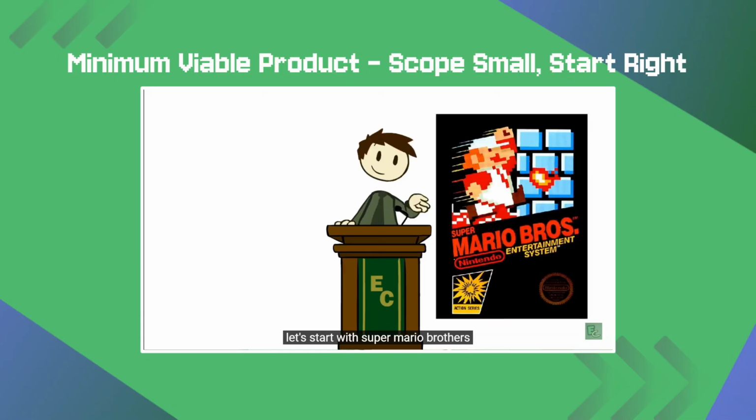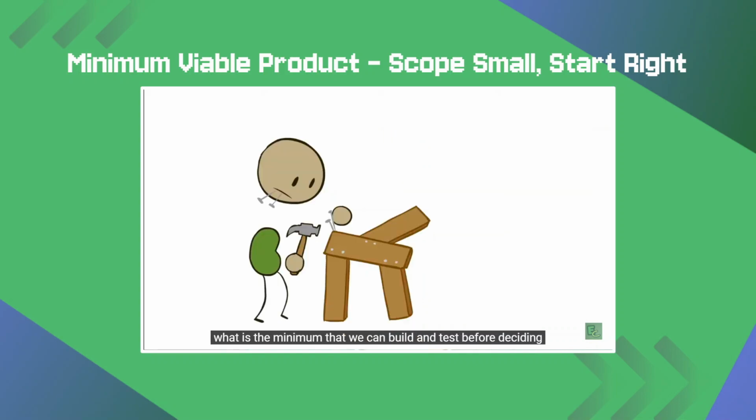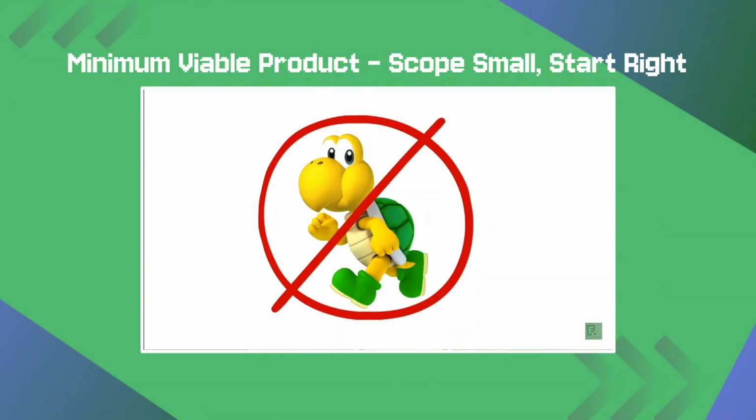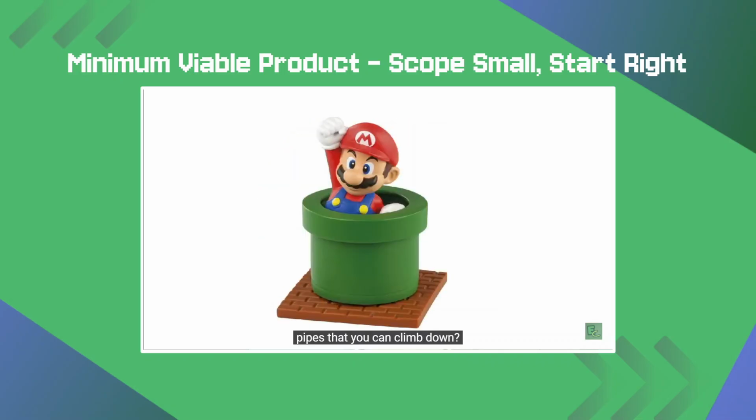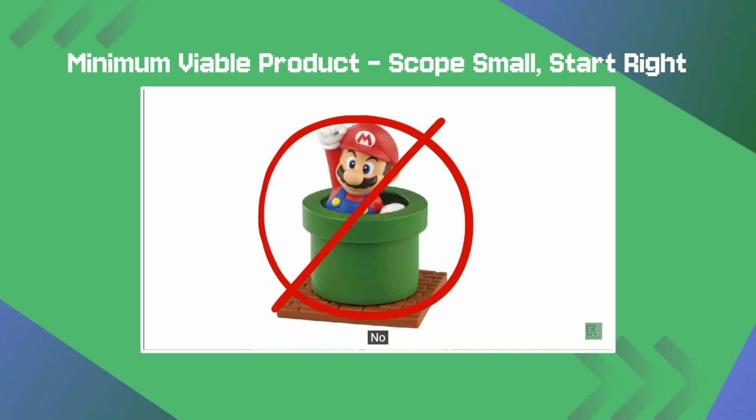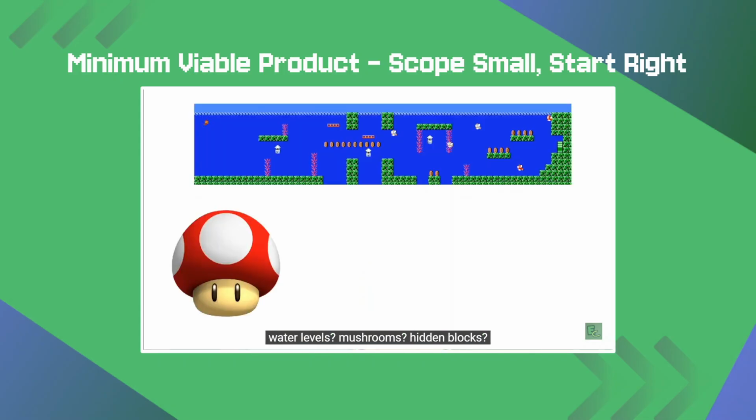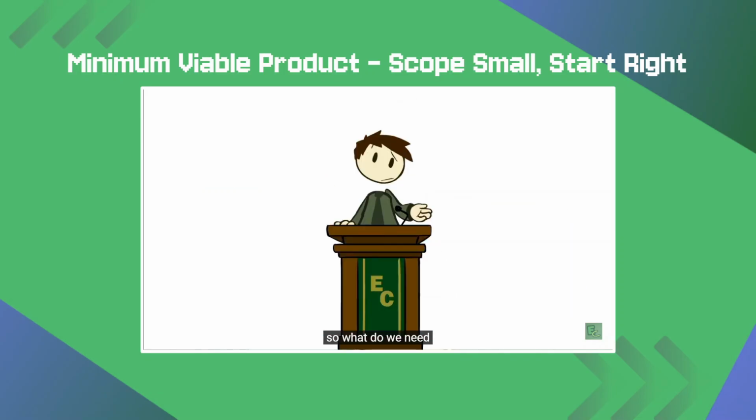Let's start with Super Mario Bros. What do we need in order to test if the fundamental gameplay of Super Mario Bros. is engaging? What's the minimum that we can build and test before deciding if what we have is something worth expanding upon with additional features? Well, do we need Koopas? No. Fire flowers? Nope. Bowser? Nope. Pipes that you can climb down? No. Pipes at all? No. Water levels, mushrooms, hidden blocks, extra lives? No. So, what do we need?